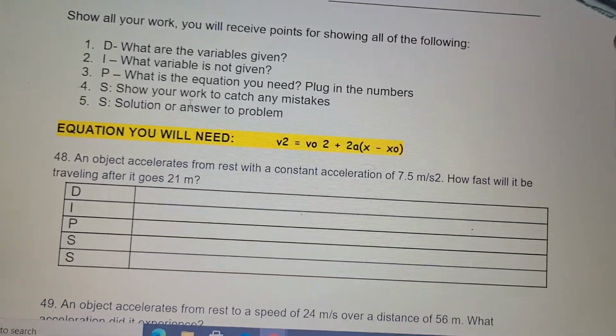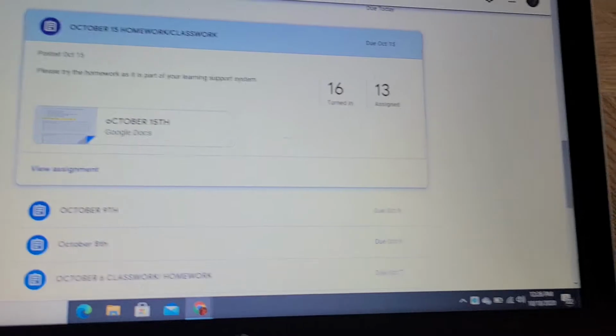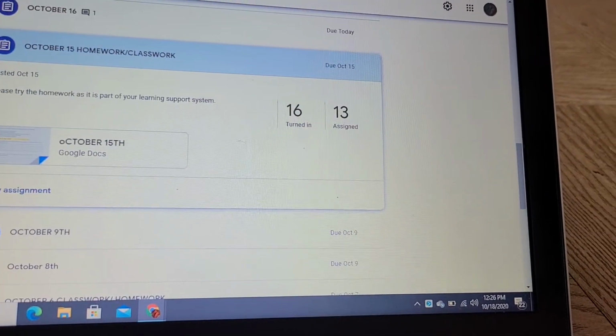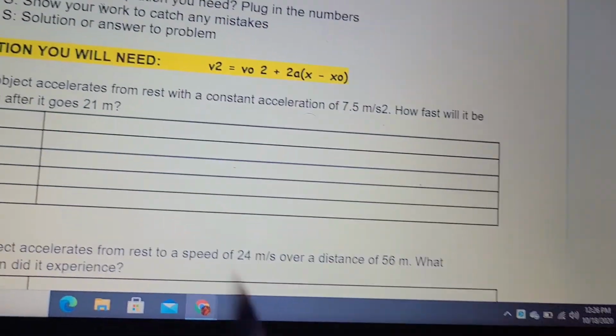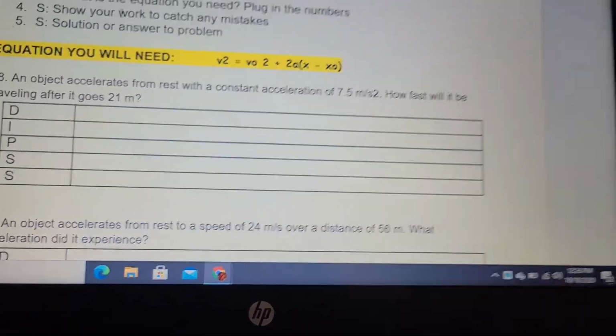Alright, guys, we're going to be doing the October 15 homework that was due on the 16th. We're going to start with question number 48 because I know some of you were asking about that question. So I'm going to break it down right now.